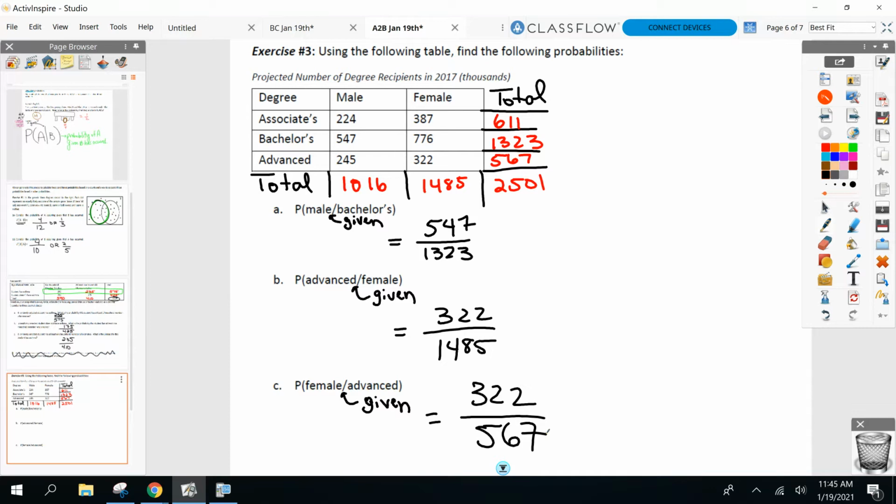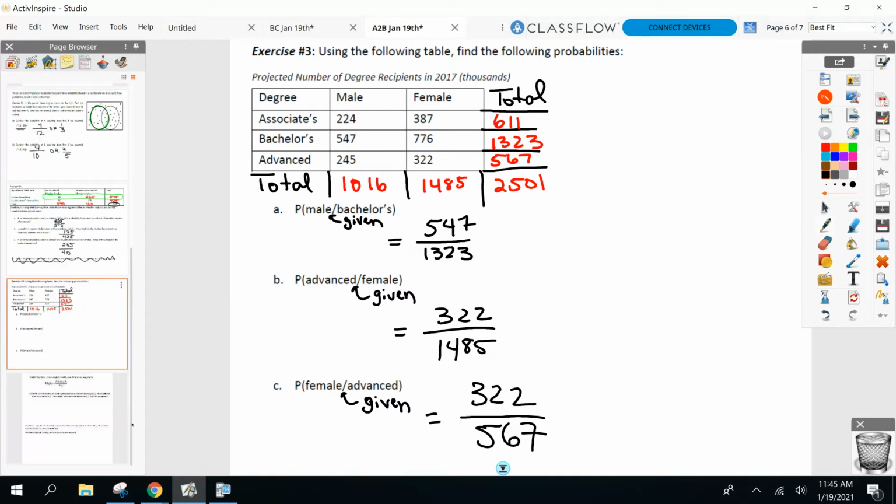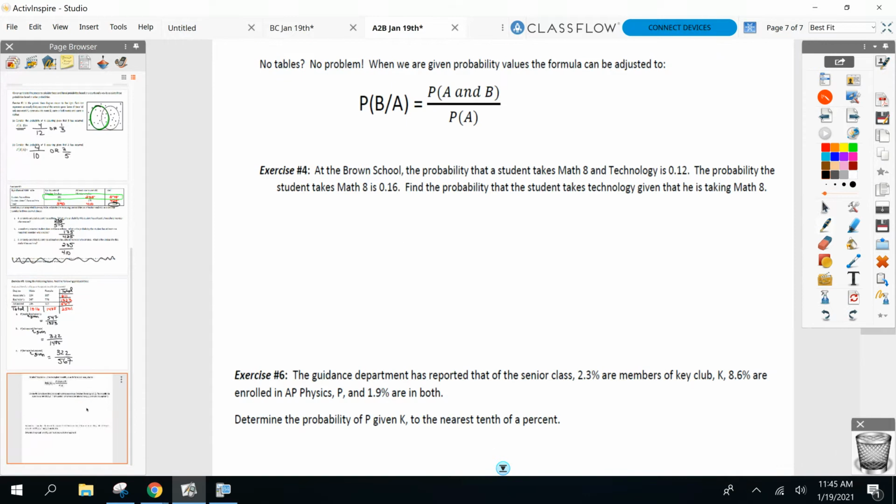All right, last thing we have to do. Now I take the tables away, and I make it into a word problem. I'm pretty confident you guys can use tables correctly to do these conditional probabilities. Now I take the tables away. How are we going to find these probabilities I'm asking for without tables? We do have to use a formula now.